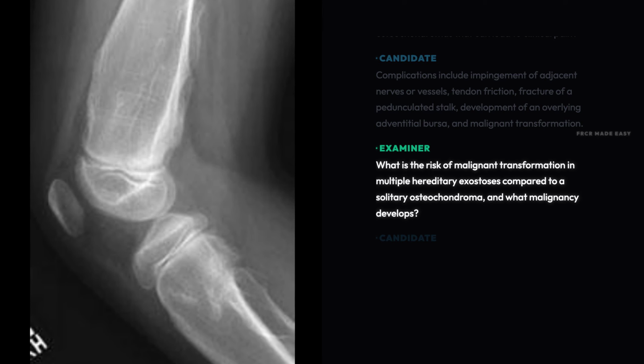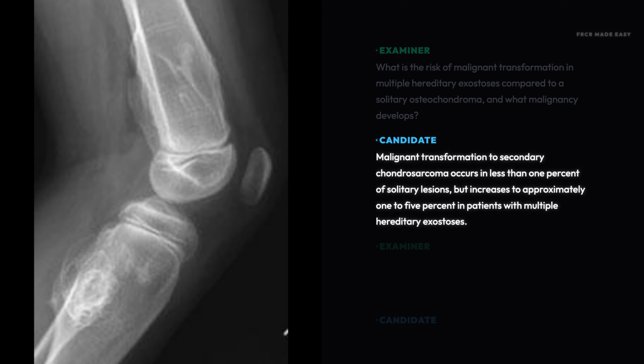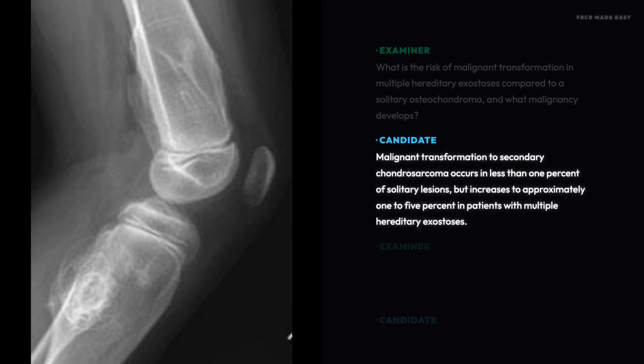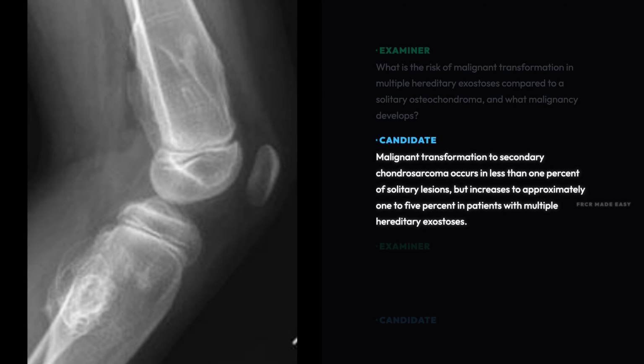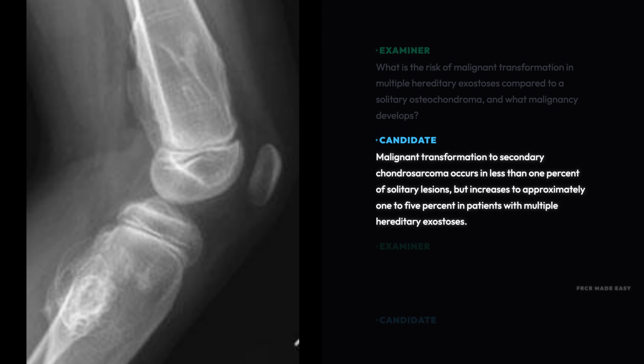and what malignancy develops? Malignant transformation to secondary chondrosarcoma occurs in less than 1% of solitary lesions, but increases to approximately 1 to 5% in patients with multiple hereditary exostoses.